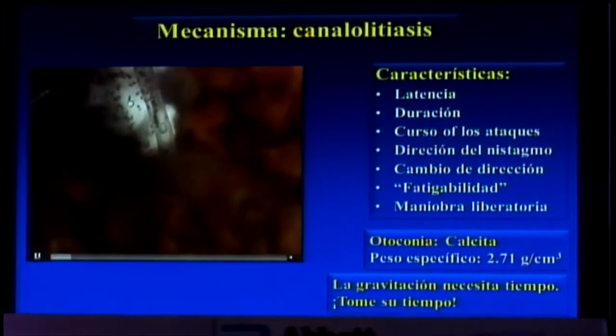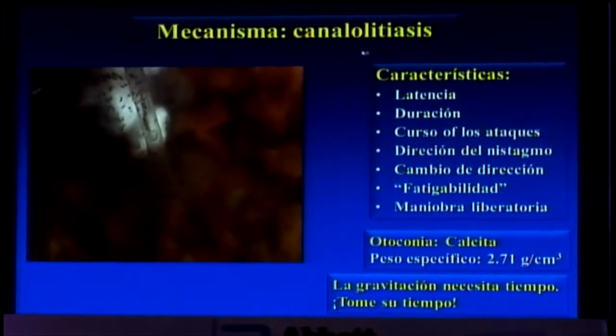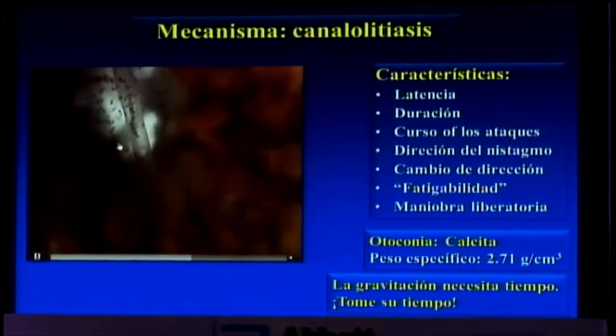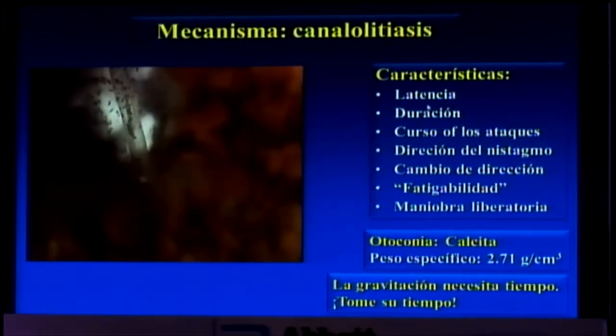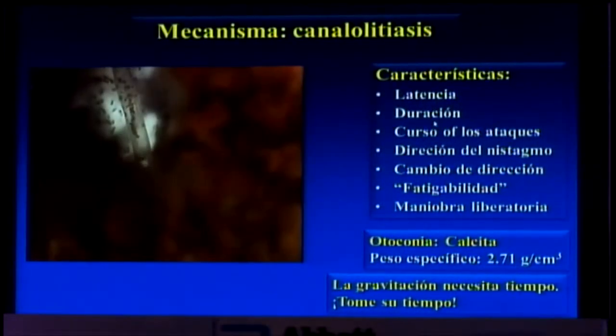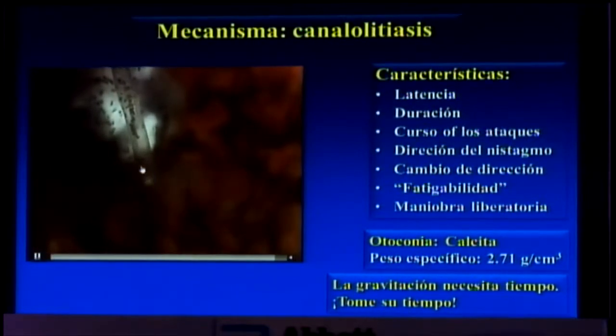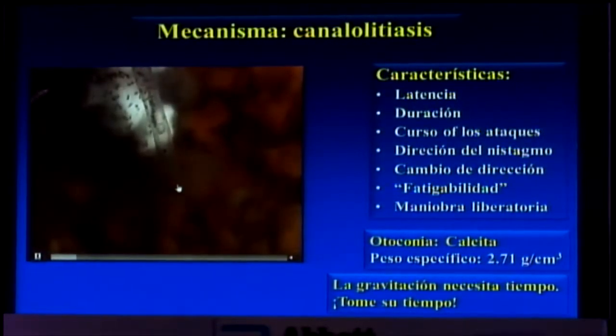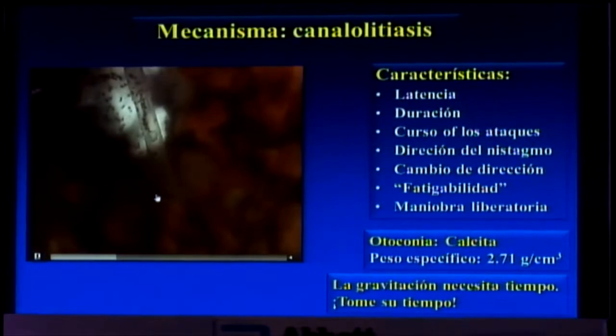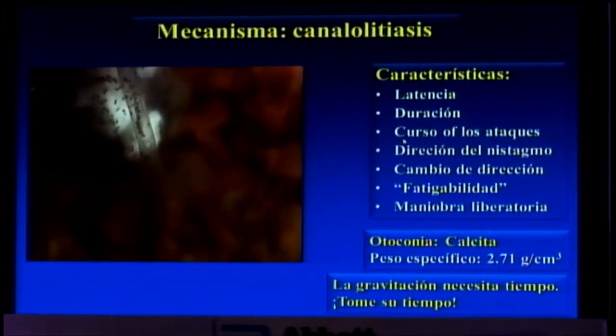And in most patients, it's caused by a canalolithiasis. That means freely moving clots within the semicircular canals. And they can explain all the characteristics. The symptoms normally begin with a latency. That's the time it takes to accelerate the otoconia. The duration is 30 to 60 seconds. That's the time it takes for the clot to move to the lowest point relative to gravity.